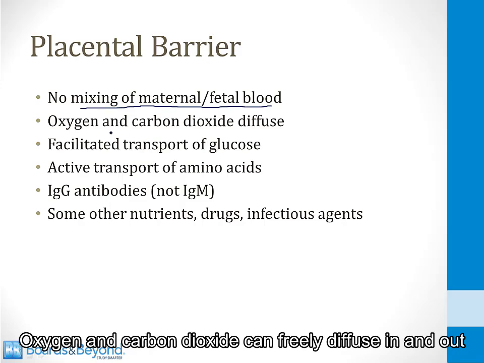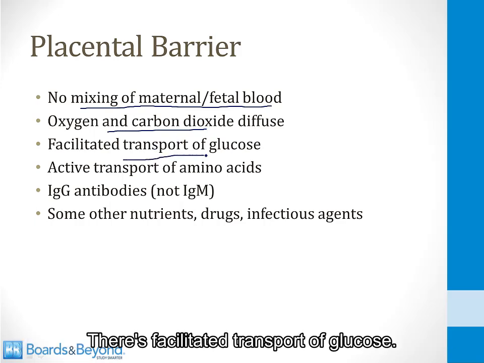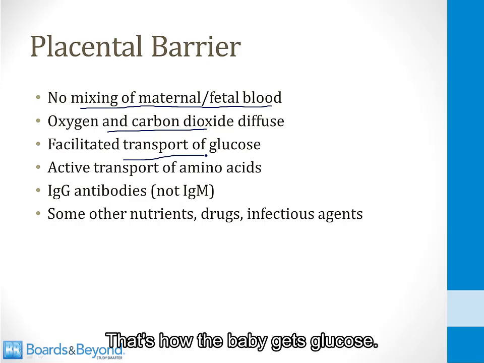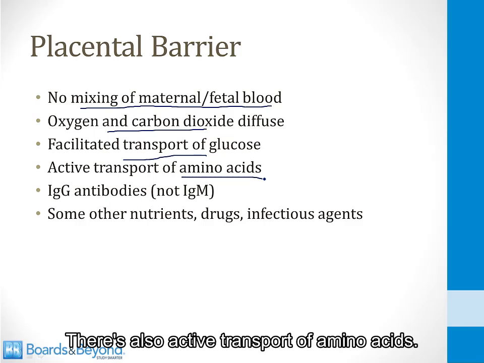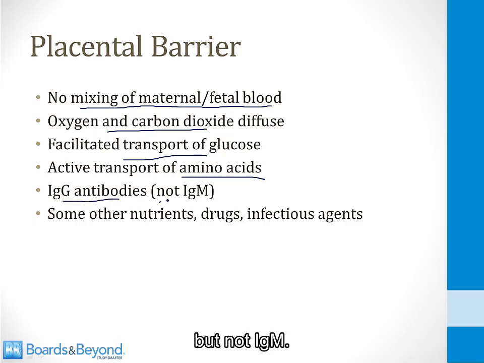Oxygen and carbon dioxide can freely diffuse in and out of the maternal blood and through the trophoblast tissue. There's facilitated transport of glucose. That's how the baby gets glucose. There's also active transport of amino acids. IgG antibodies from the mother can cross the placenta, but not IgM.